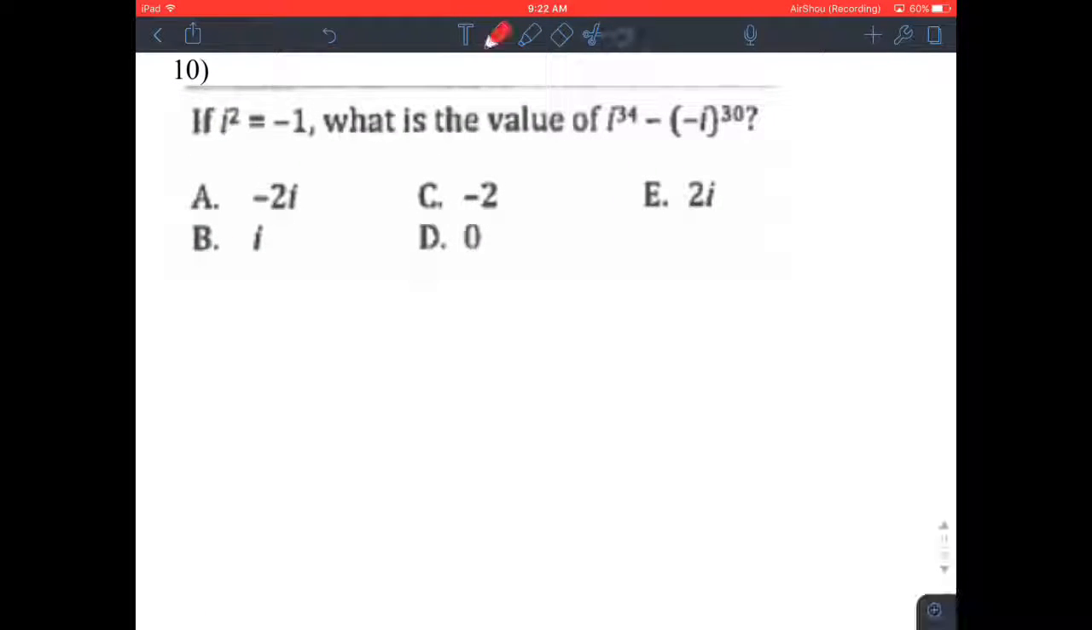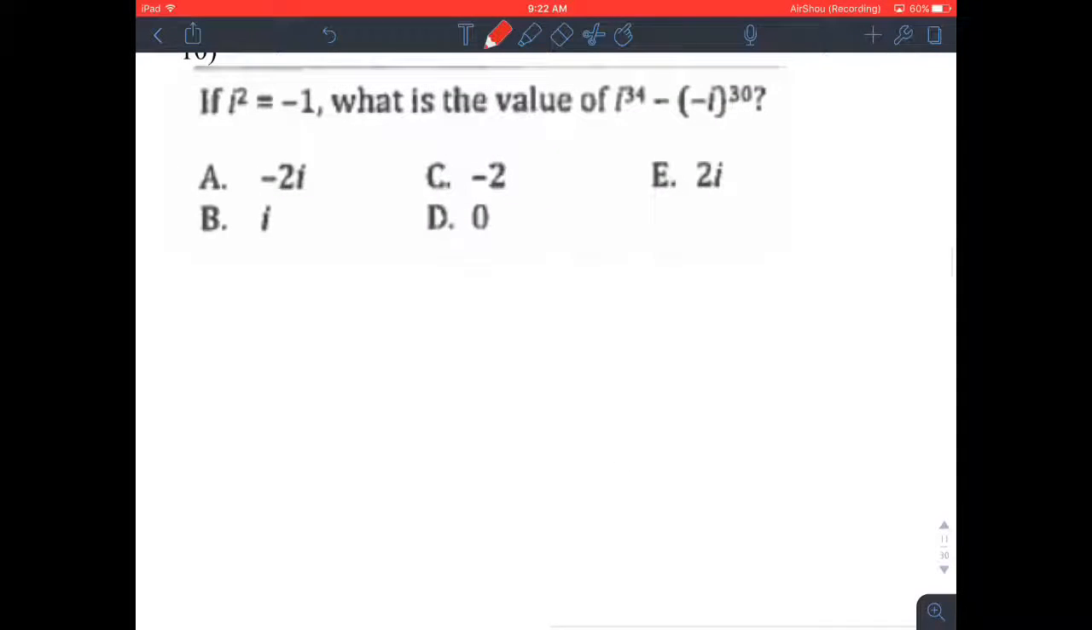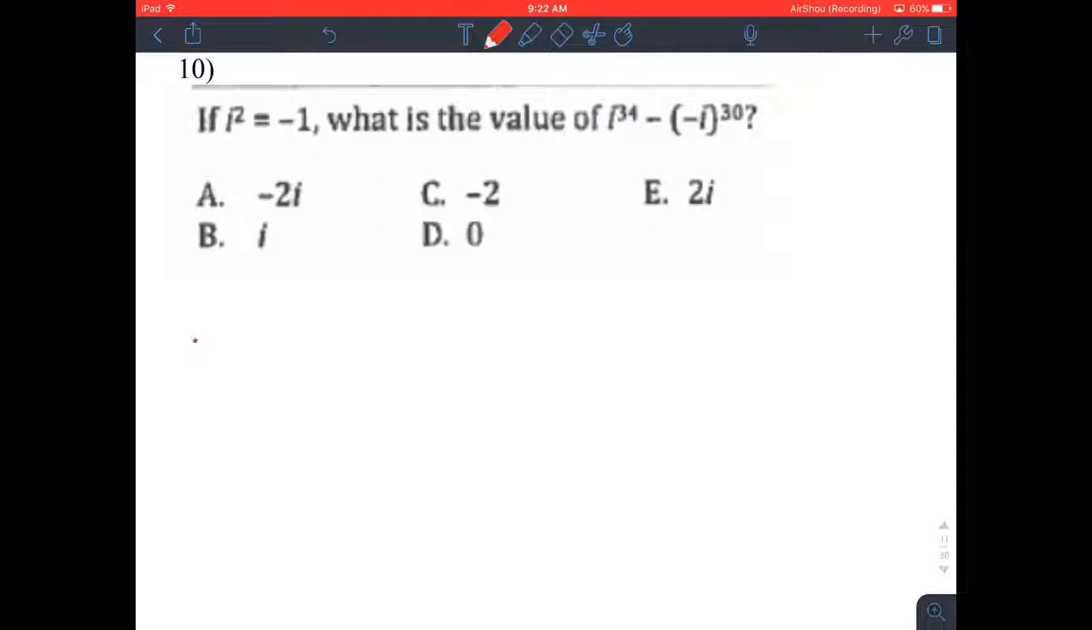If i squared is negative 1, what's the value of i to the 34th minus negative i to the 30th? So I would derive this next part every time. I would take i to the 1st. What does that equal? That obviously equals i. And I would take i to the 2nd. That's i times i. i times i is negative 1. And I would take i to the 3rd. That's going to be the previous answer times i, which is going to be negative i. And then i to the 4th, a negative i times i. That's going to give us 1.